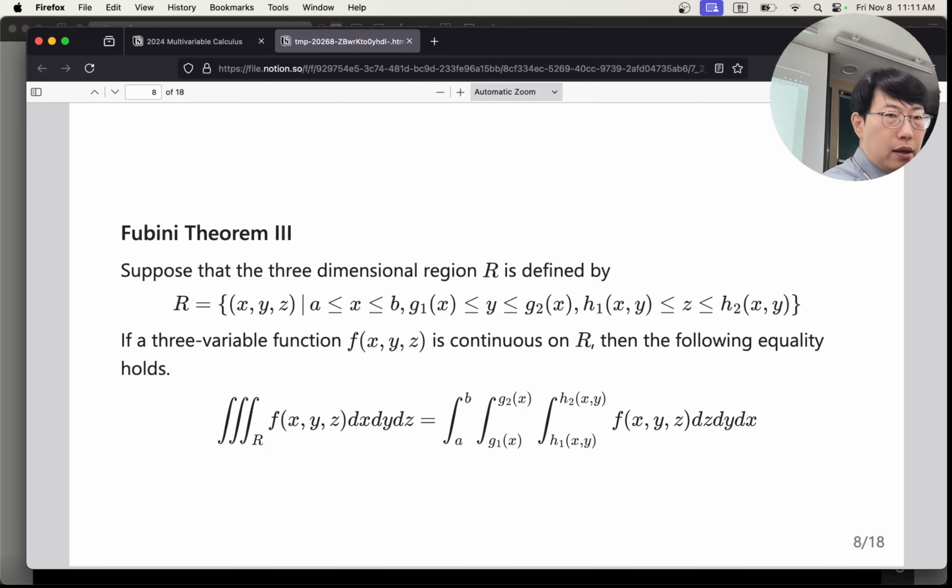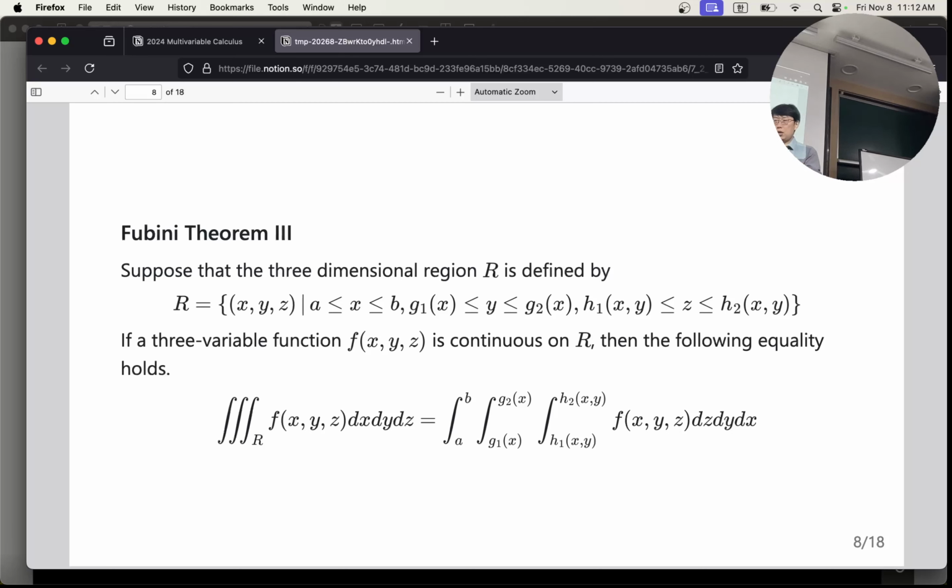So let's look at the integral of a three-variable function. Now, we can have a rectangular region, a cubic region, but let me generalize. Suppose that my region is defined as follows. The same idea, just making it a higher dimension.